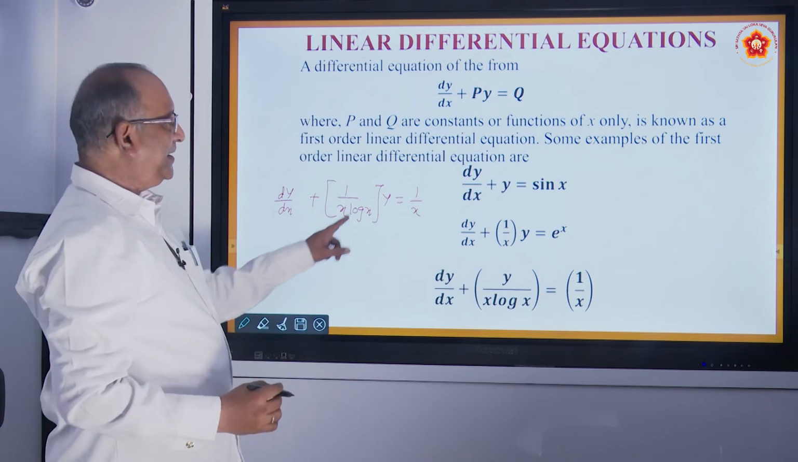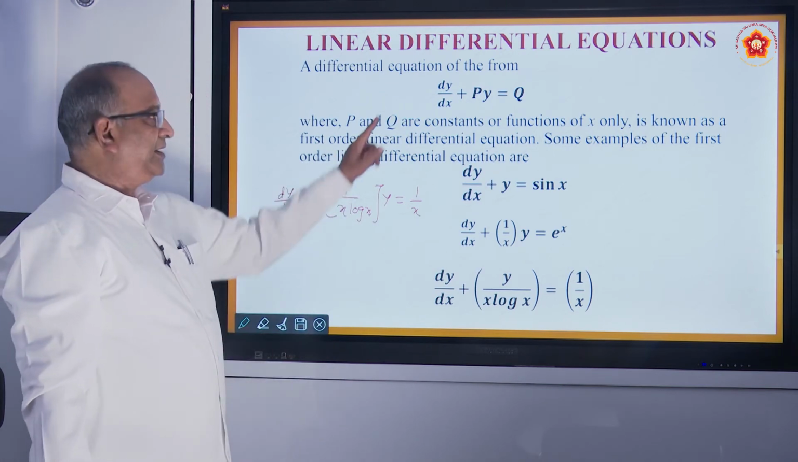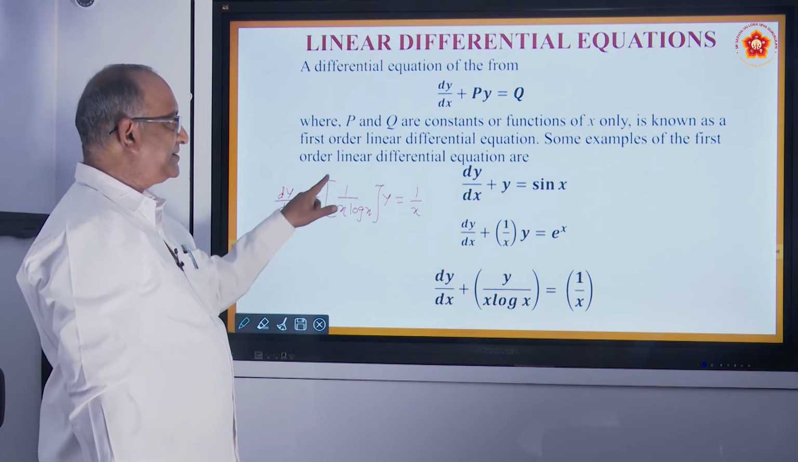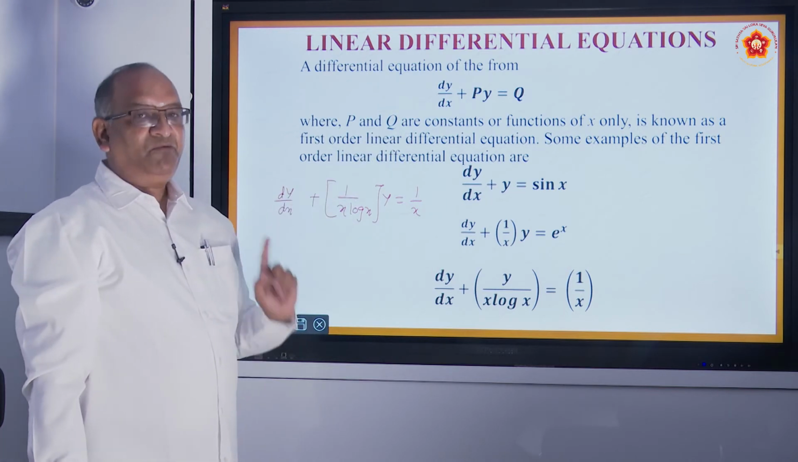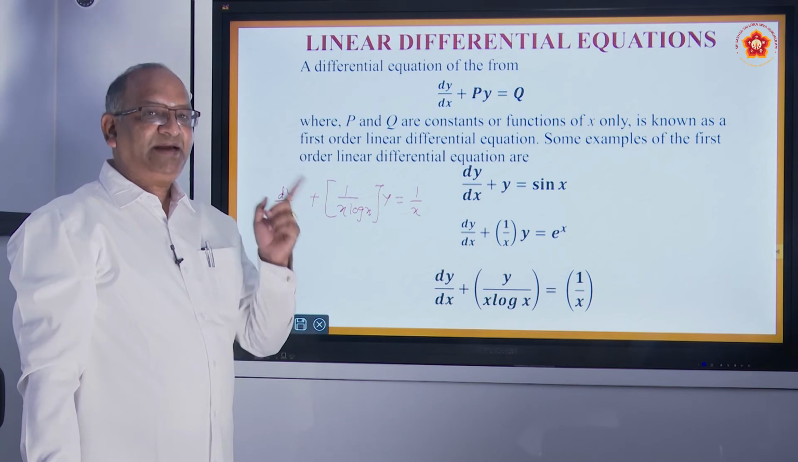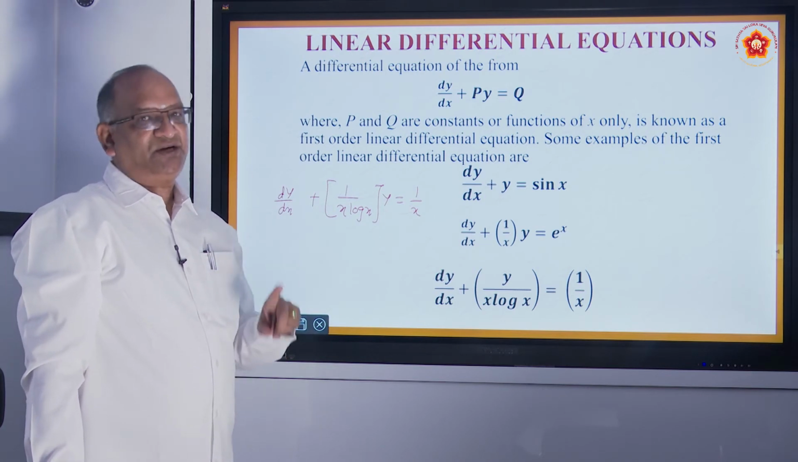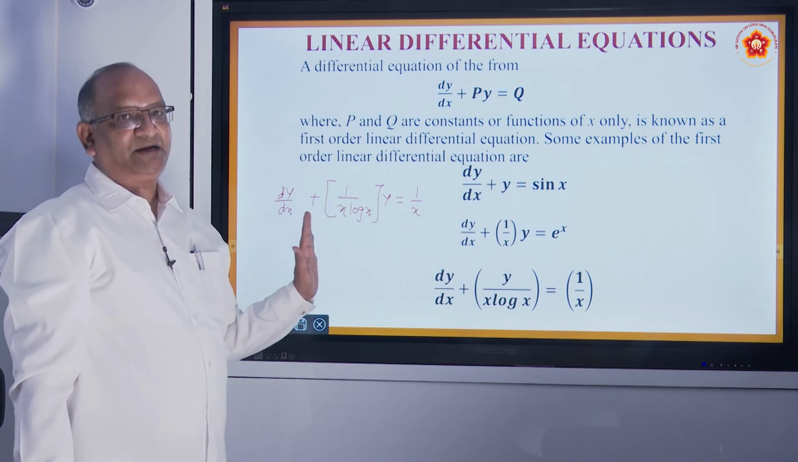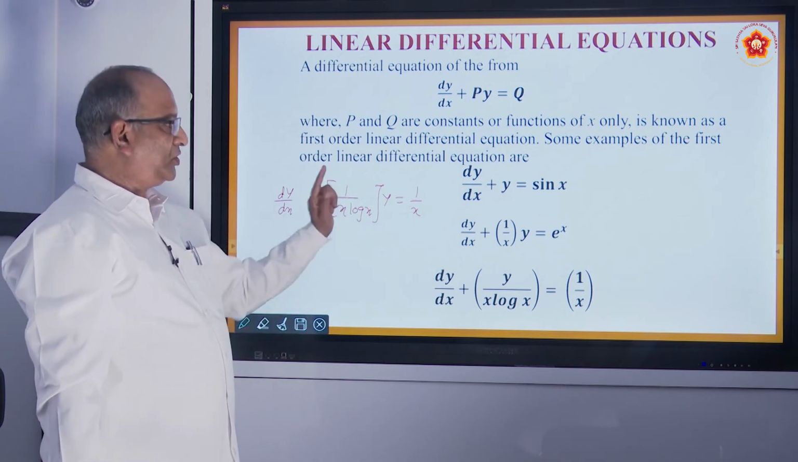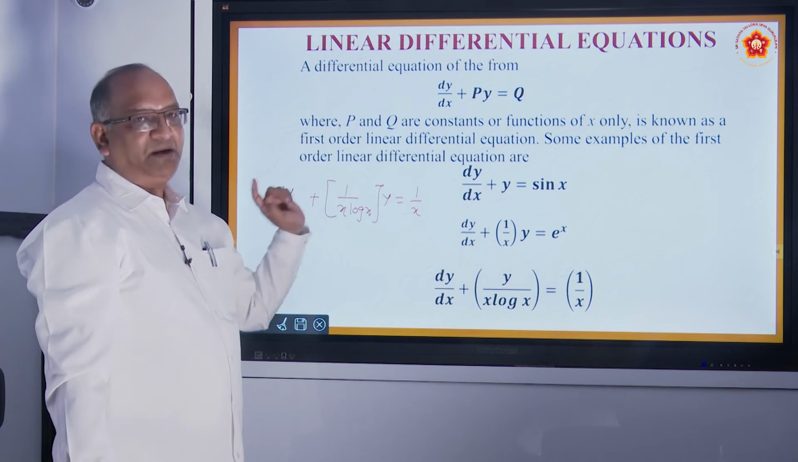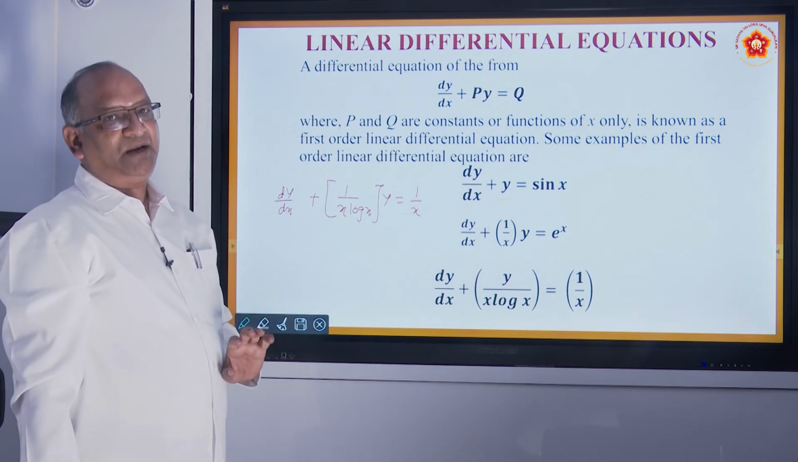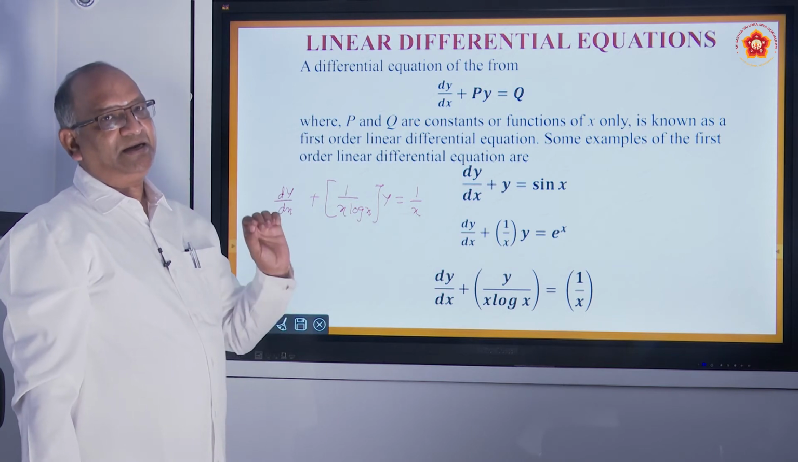So now if you compare this with the standard one, dy by dx plus, this whole thing should be considered as p. And what is the condition? P should be either a constant or a function of x. Now look at this, it is all a function of x. There is no y term there. Equal to q. Instead of q we have got 1 by x, which is also a function of x. So, this is also an example of a linear differential equation.